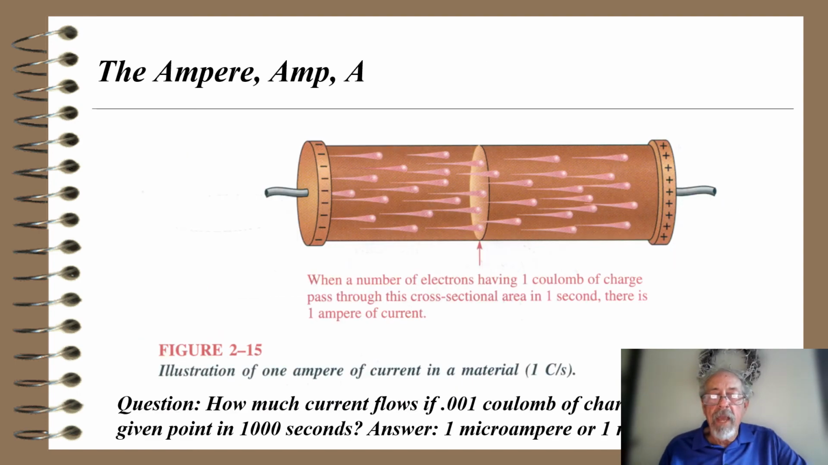And the ampere, A, we can show with this diagram where we put a cross section there, and the number of coulombs that pass per second gives rise to the amperage. So the question is, how much current flows if 0.001 coulomb of charge passes a given point in 1,000 seconds? The answer to that would be 1 microampere, or 1 microamp.